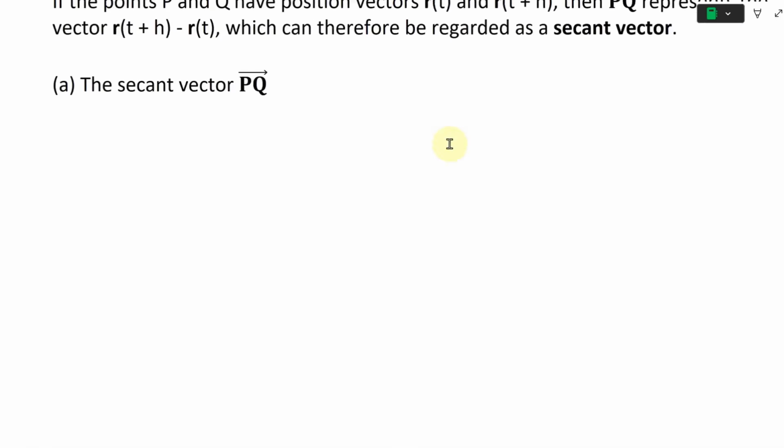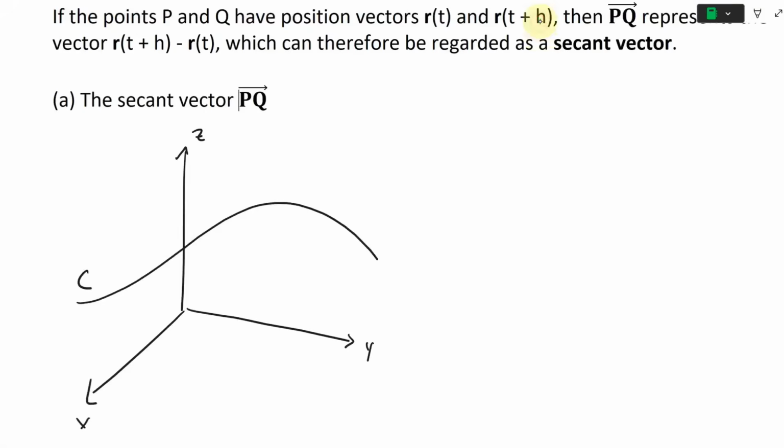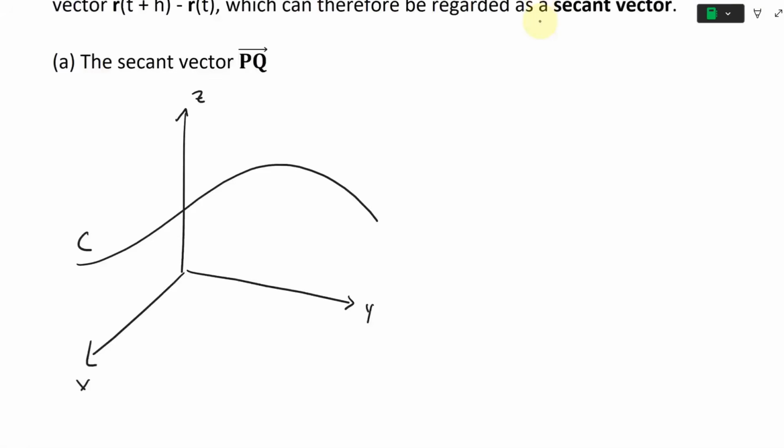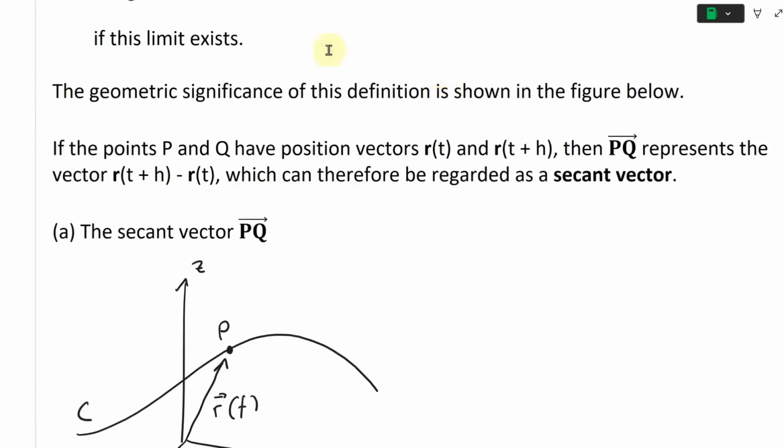Basically, let's draw this in 3D. This is the x, this is the y, and there's a z. Let's say we have a curve C, like that. Now let's say we have a point P right here. This is our point P, and there's the position vector to this one, r of t. You can read it over here: if points P and Q have position vectors r of t and r of t plus h.